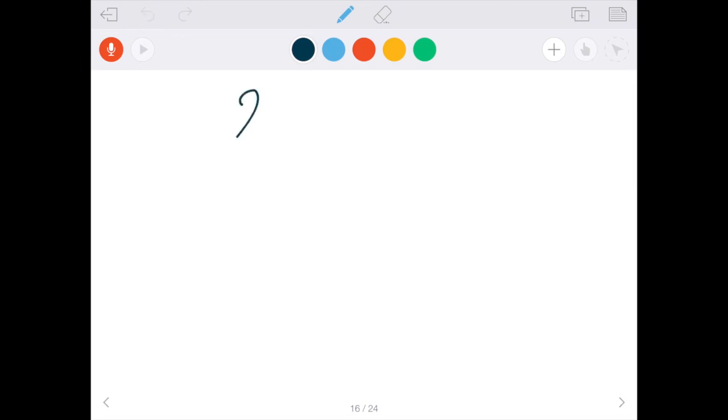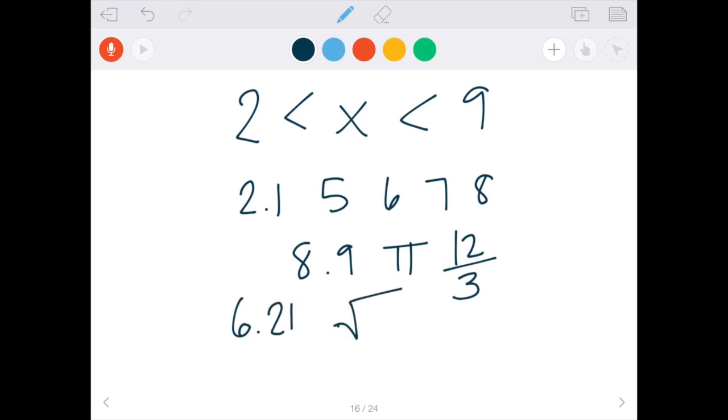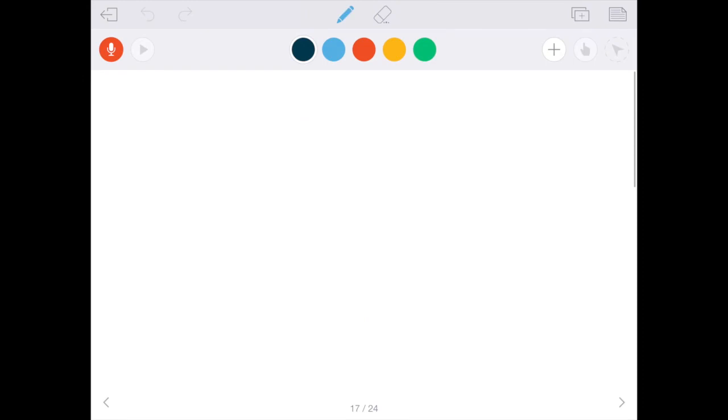So for example, any number that's between 2 and 9 could be an answer. 2.1, 5, 6, 7, 8, 8.9, pi, 12 over 3 because that's equal to 4, 6.21. Okay, there are lots of them. Here's one, the square root of 49. That's a good one because that's equal to 7. So any number that's in between 2 and 9 would be a solution, okay? It might be a little bit tougher if you see one that's got a fraction, but really it's not that big of a deal.